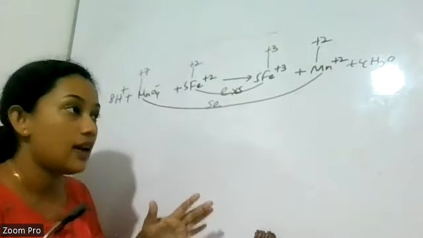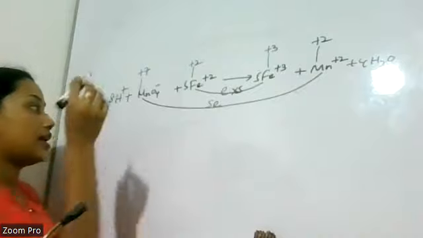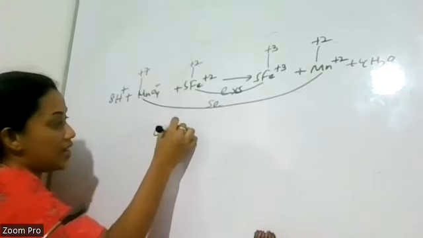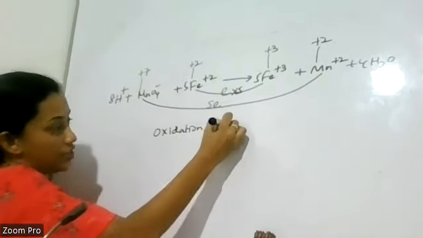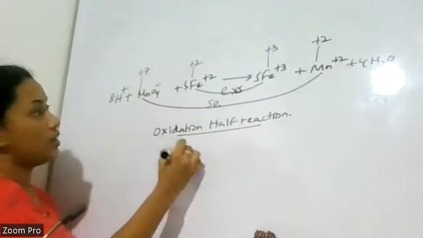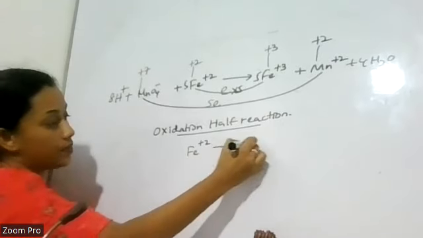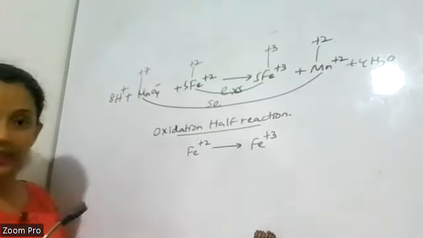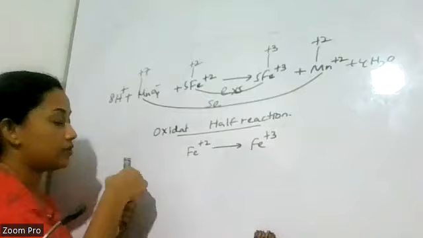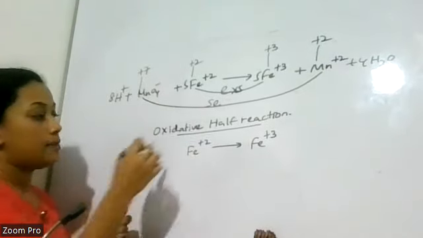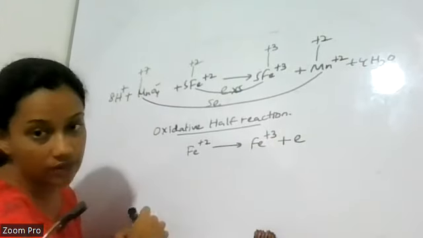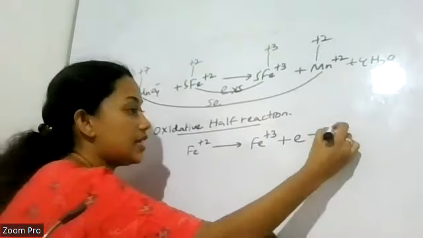We have to write half reactions in our exam. And here we can write the oxidation half reaction: Fe2 plus becomes Fe3 plus. It is the oxidation half reaction. Plus 2 into plus 3 means 1 electron is removed. This is equation number 1.